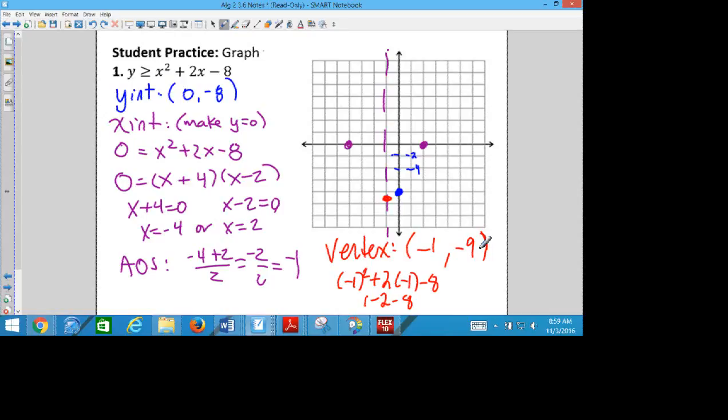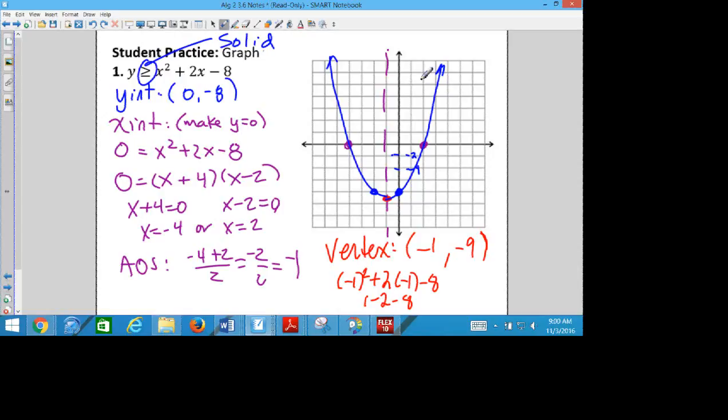I can also find a mirror point. And then what do I do next? I gotta connect it. Is it dashed or solid? Solid. That one's solid because it is equal to. So we have a border. If you're on your calculator, you should be done with this.